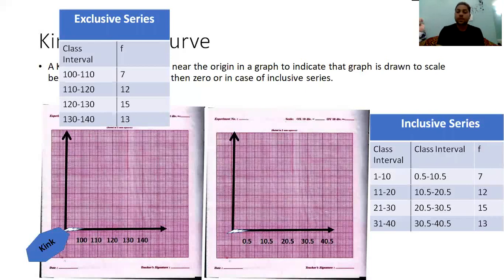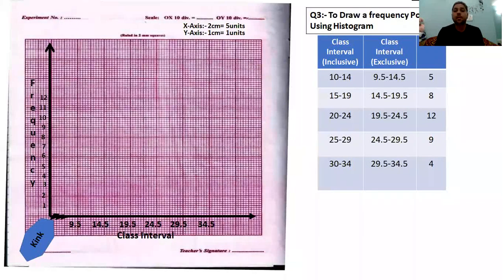Okay, now next we have to draw a frequency polygon using a histogram. How to draw a frequency polygon using a histogram? We have question number 3 from the book here. Again, we have an inclusive series here, that is 10 to 14, 15 to 19, 20 to 24, 25 to 29, 30 to 40 here. Okay, first we'll convert this into the exclusive series. So we have an exclusive series here like this.